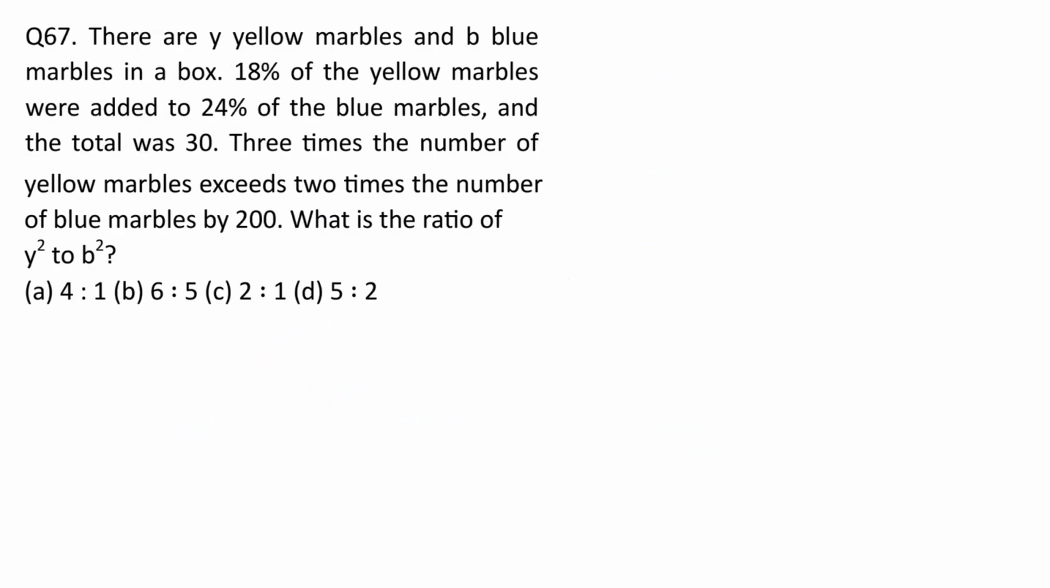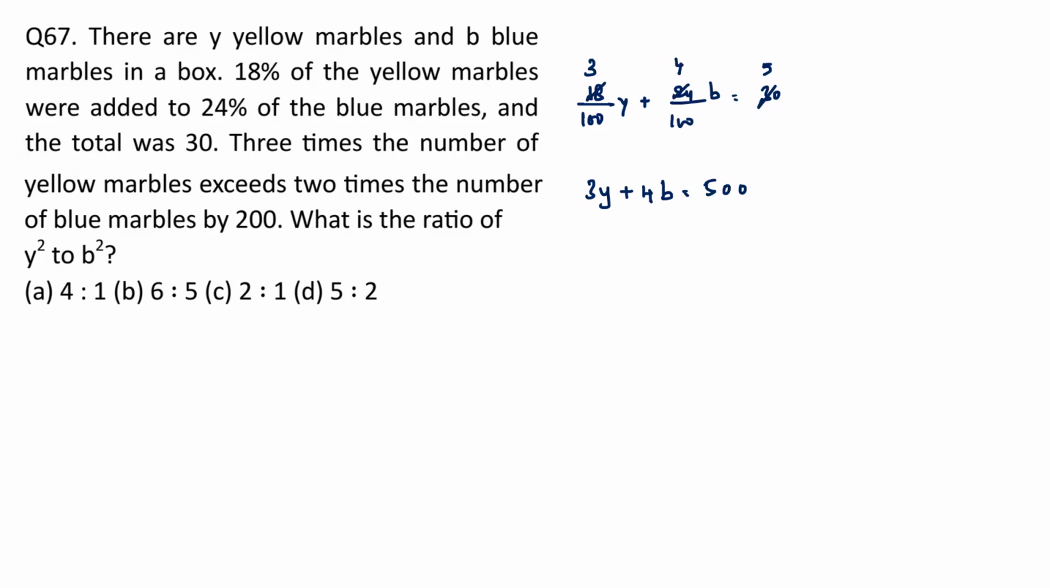There are Y yellow marbles and B blue marbles in a box. 18% of the yellow marbles are added to 24% of the blue marbles. Then the total is 30. 18% of yellow marble, 24% of the blue marble is 30. So you can simplify: 6 threes, 6 fours, 6 fives. Therefore, you can say 3Y plus 4B is equal to 500.